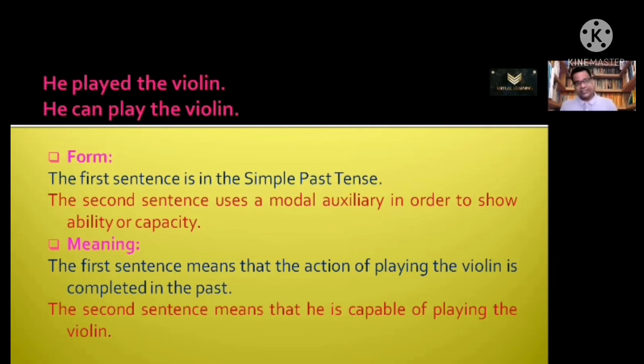Whereas the second sentence, he can play the violin, means that he is capable of playing the violin. He has the capacity to play the violin. He has the ability to play the violin. But whether he played it now or recently or in the past, nothing is indicated here. Simply, we talked about the ability of an individual. He can play the violin. That's all.